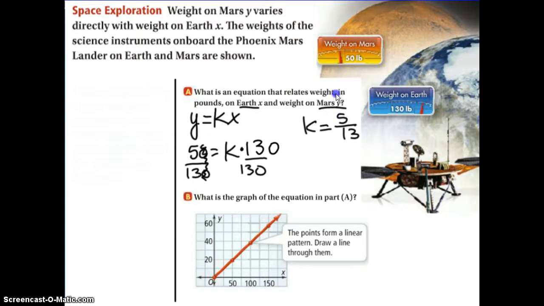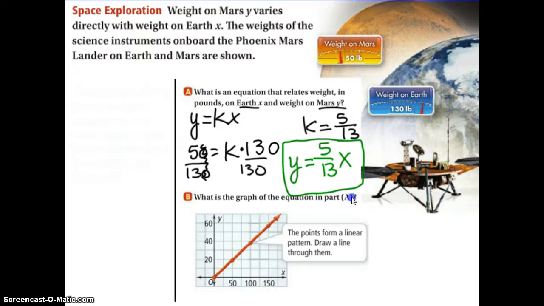What is an equation that relates? So now I'm going to take this. I'm not done. I found k. Awesome. Great. But my ultimate goal was to get an equation. So I'm going to have y equals, fill this back in, 5/13 x. There is my equation.